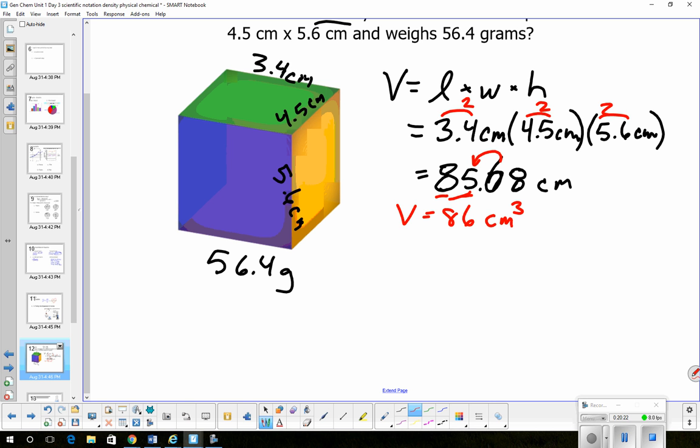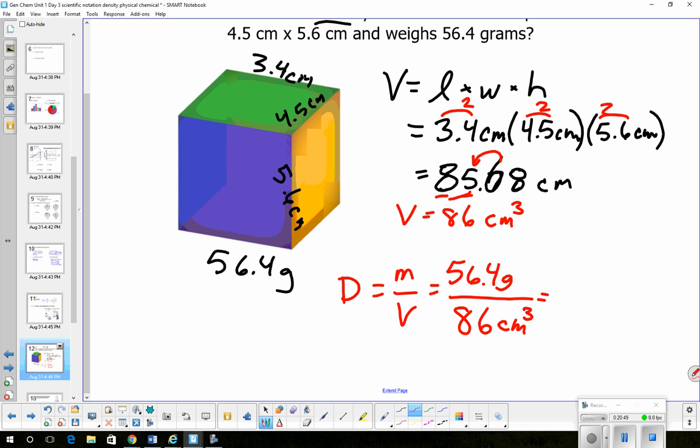Okay? Good question. Who remembers the equation for density? Remember, you're dense if you're in love, so what's on top? Mass. Okay, so density is equal to mass divided by volume. Here's my mass, 56.4 grams. Here's my volume, 86 centimeters cubed. What am I going to get for my answer, and how many significant figures should I give it?